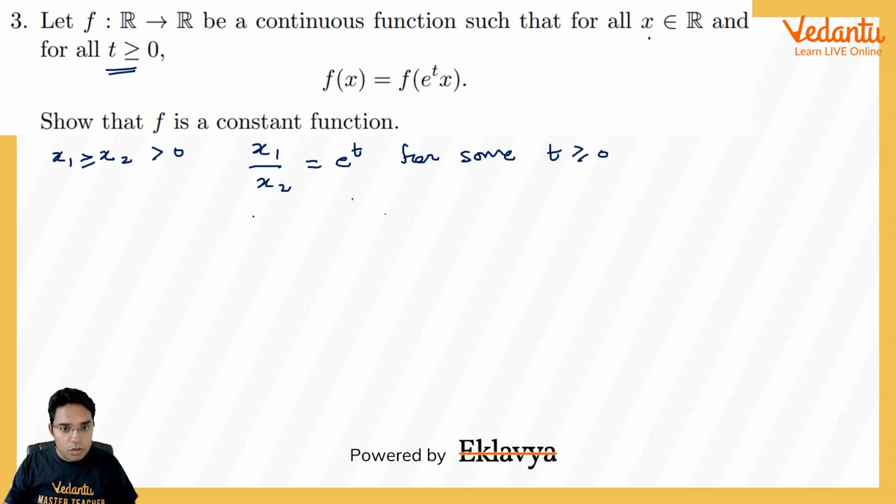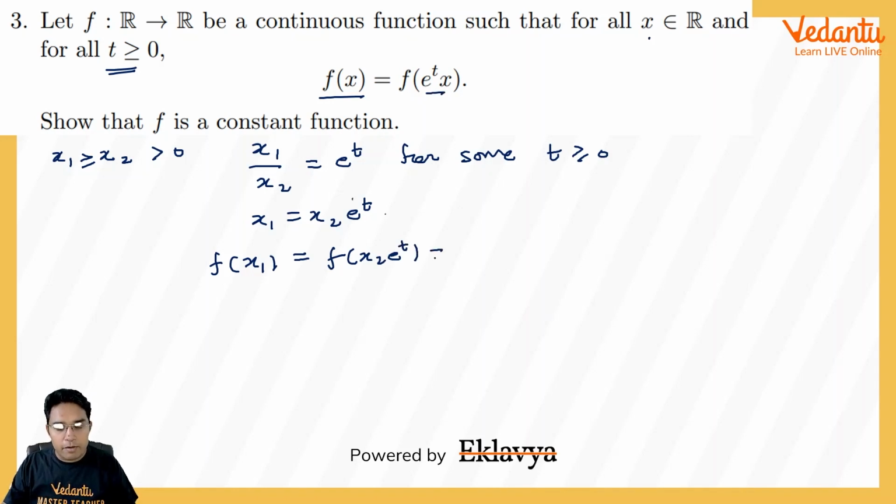If that is so, then x1 will be equal to x2 e^t. Hence f of x1 should be equal to f of x2 e^t, and that is also equal to f of x2 from the given relation. So what we have proved is that though x1 and x2 may be different, the values at x1 and x2 are the same. So it looks like a constant function. But how do we prove it when they are negative, or one negative and one positive?